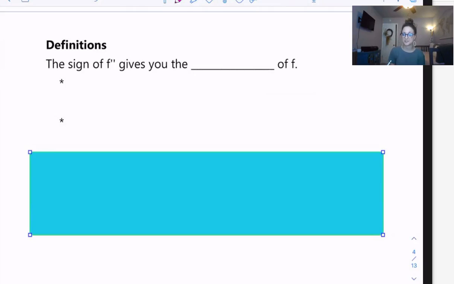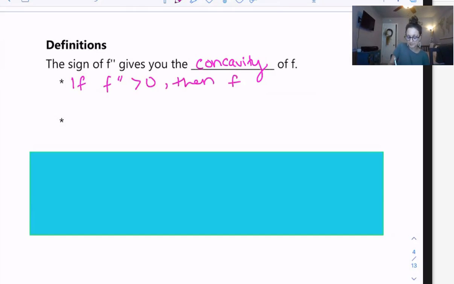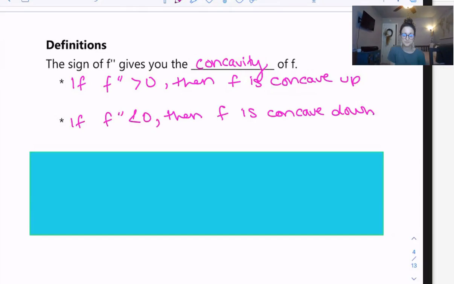Okay, so let's write some definitions. I'm going to force a pause on your screen. Just copy what I have. All right, so the sign of f double prime, the second derivative, gives you the concavity of f. In other words, is my function concave up or concave down? So if the second derivative is positive, then the original function f is what? Concave up. And conversely, if the second derivative is negative, then f is concave down.